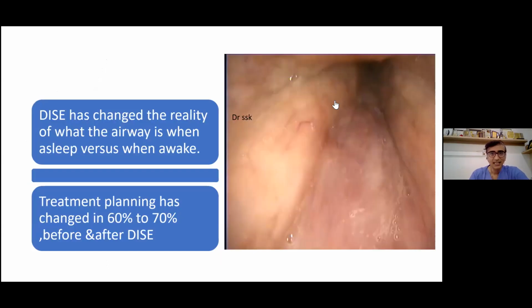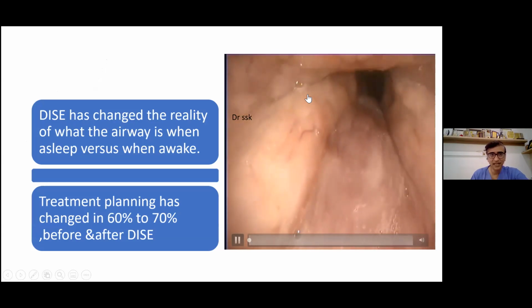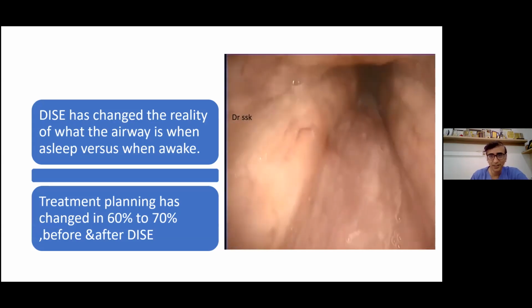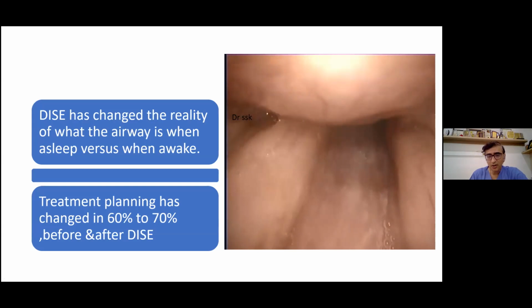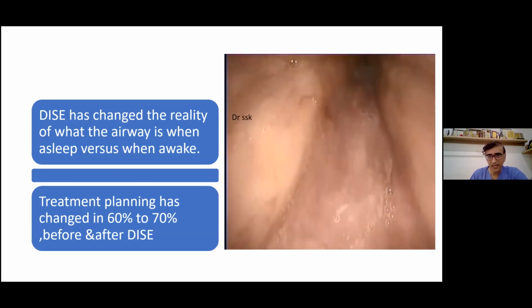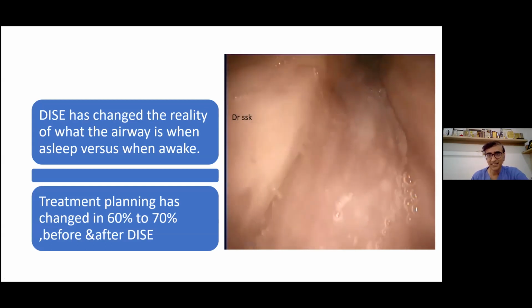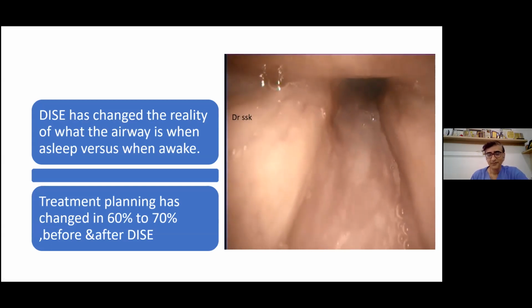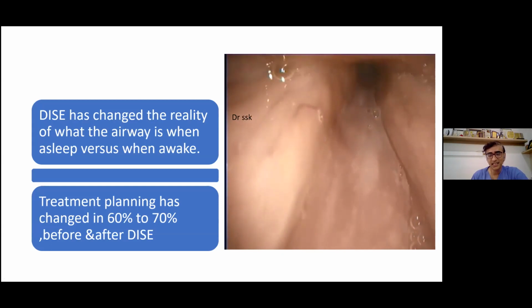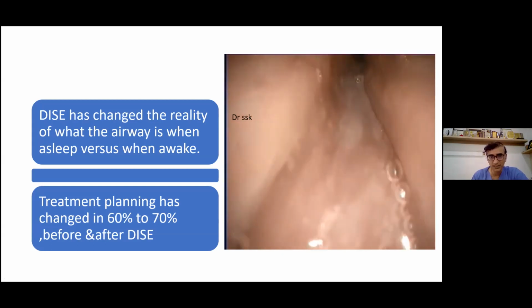Now, the advent of DISE has changed the way we look at things. If we are talking today about reconstructive palatoplasties and precise customization, it is DISE that has brought about this thought process in our people.